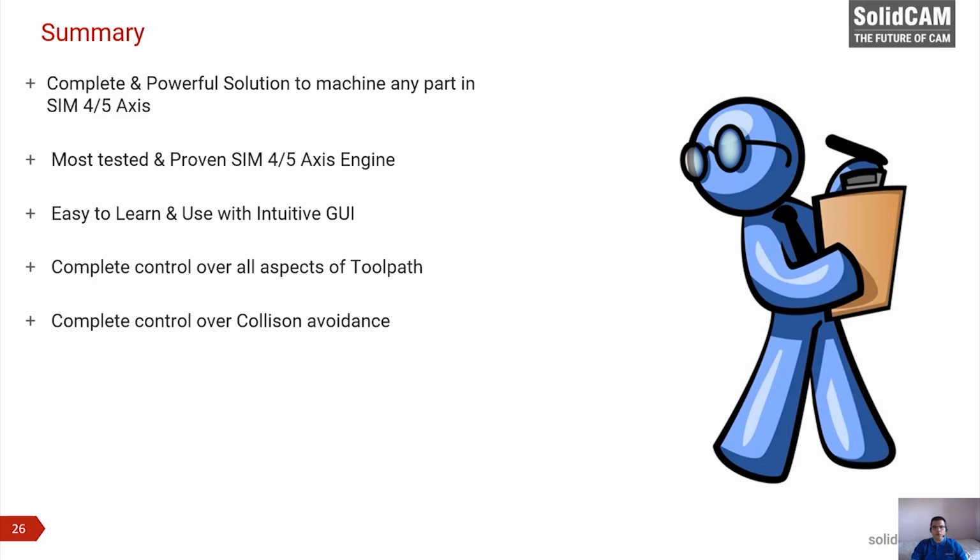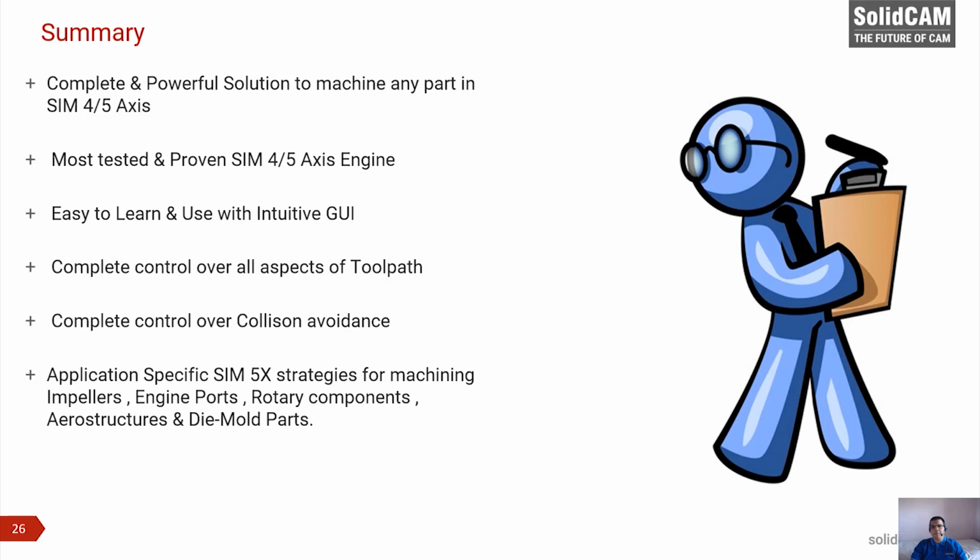Complete control over collision avoidance. The way you would like to control the collision, you can do that using the simultaneous 5-axis engine of SolidCAM. And then we have application-specific 5-axis machining strategies like impellers, engine ports, rotary components, aerostructures, die mold parts, swarfing, jewelry parts. All these can be done using the application-based strategies. Of course, the edge breaking and edge trimming, they complete this entire offering of simultaneous 5-axis solution that SolidCAM has today in 2021, and they add value to the entire offerings of SolidCAM 2021.